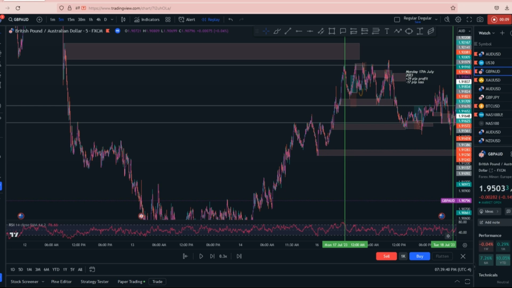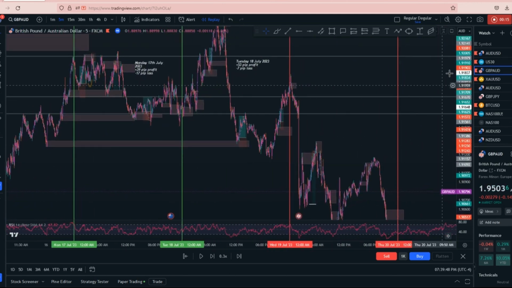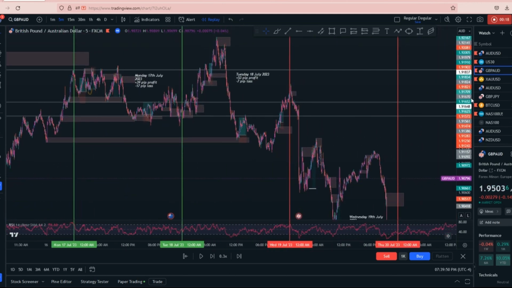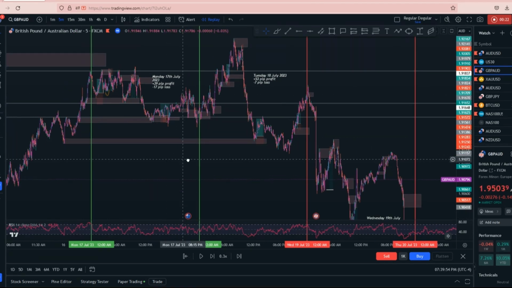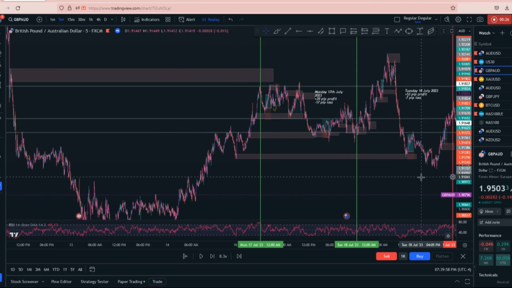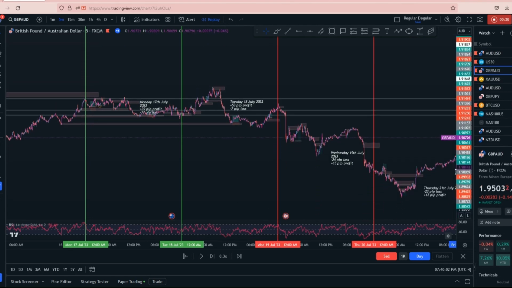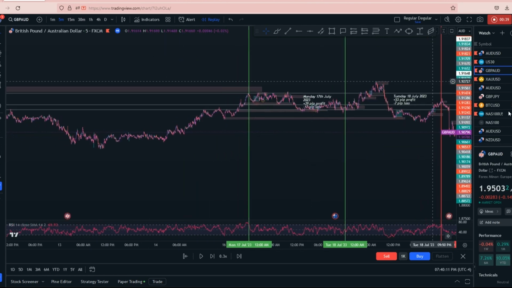This time I'm actually on GBP Aussie dollar. I did a backtest for 4 days, which was the 17th to the 20th of July 2023. And so I just want to go over some of the trades that I made for that week. 2 of the days I ended with a profit, 2 of the days I ended with a loss. And so let's go over those trades.